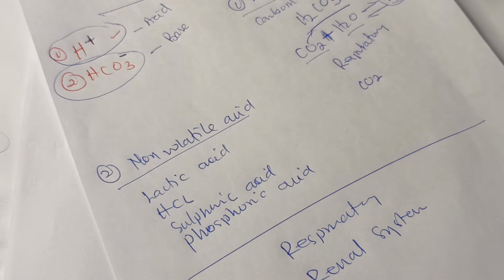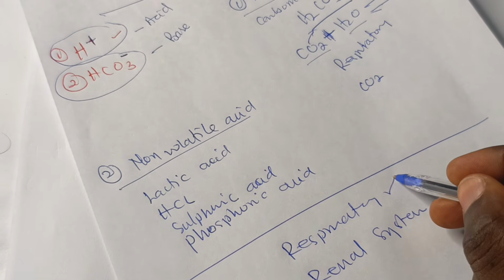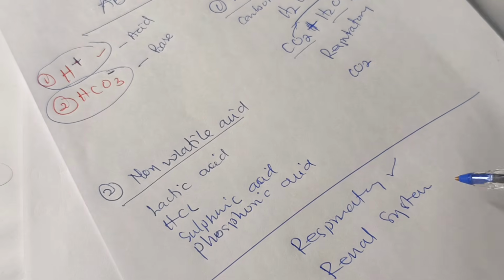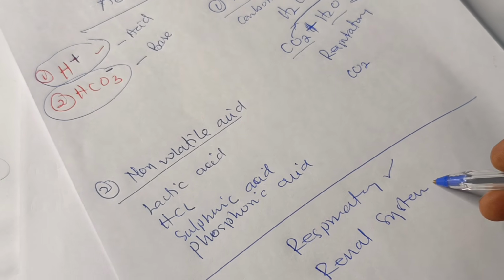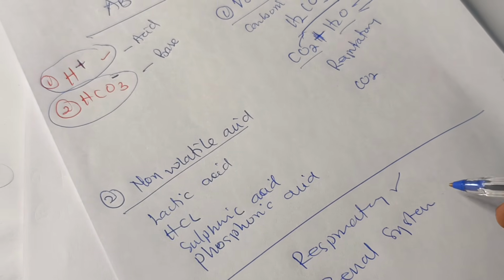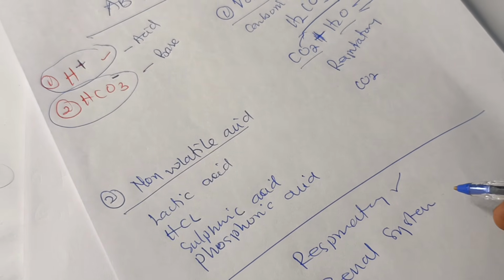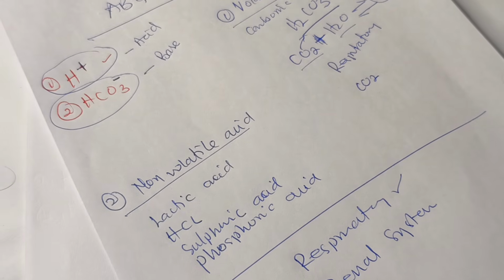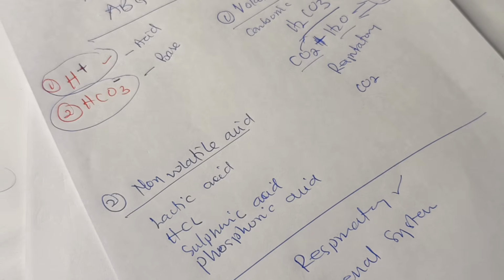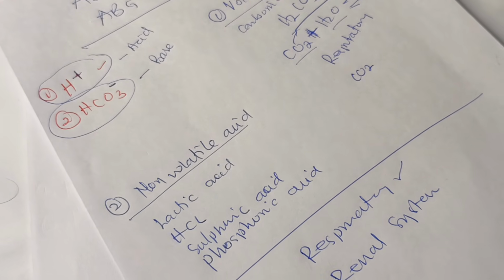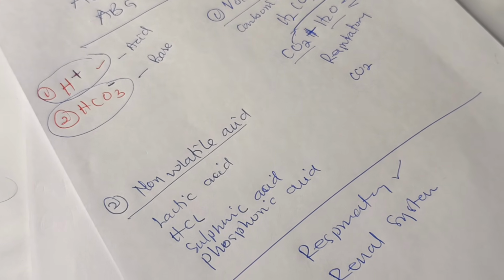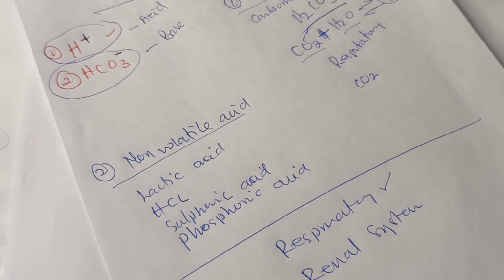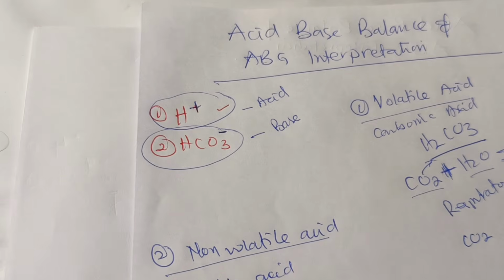So, as I was saying, the volatile acid is taken care of by the respiratory system. Now, for the non-volatile acids, the renal system produces bicarbonate that is responsible for regulating the non-volatile acid in the body. Okay, there are other systems like the buffer system that also regulate, but that's not the purpose of this lecture. So this is the foundational knowledge I want you to have.